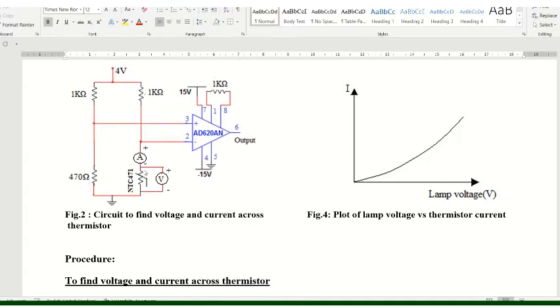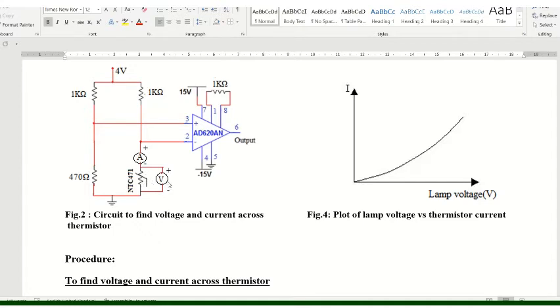As you can recall from the Wheatstone bridge, the bridge output is connected to the instrumentation amplifier. Whereas here, we are not taking the output from the IC as such; we are looking at the voltage across the thermistor and the current across the thermistor.